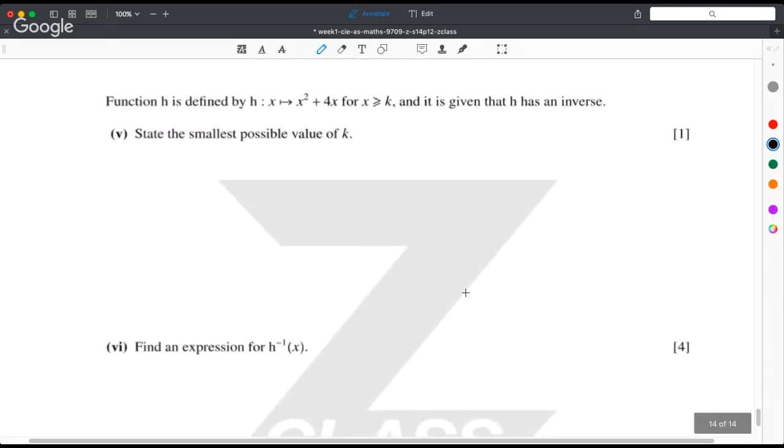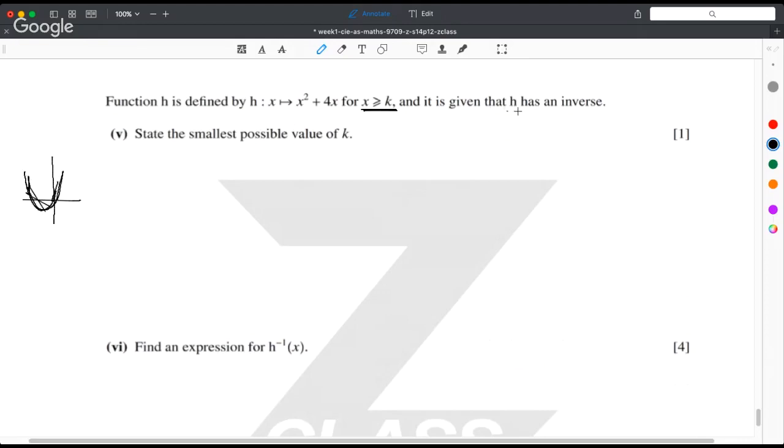Okay, so we're given another function now. And we're told that, well, it looks the same as g, but the point is that it has a different domain. So it's only valid for when x is greater than or equal to k. It's not just valid over all the real numbers, but only when x is greater than or equal to k. So remember, this thing is a parabola. It's a parabola like so.